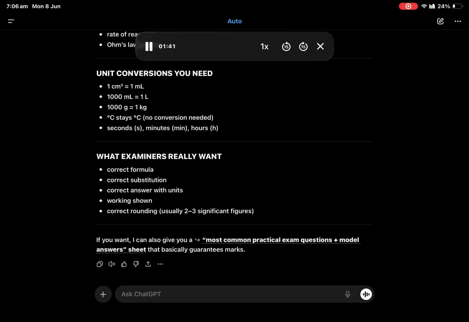What examiners really want: correct formula, correct substitution, correct answer with units, working shown, correct rounding, usually 2 to 3 significant figures. If you want, I can also give you a most common practical exam questions plus model answers sheet that basically guarantees marks.